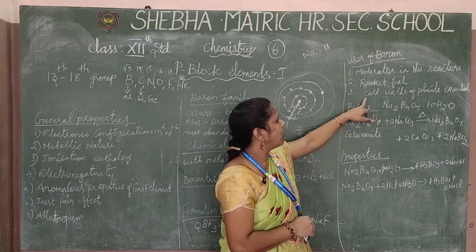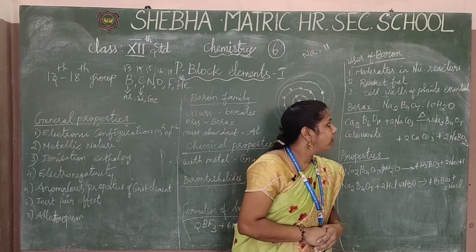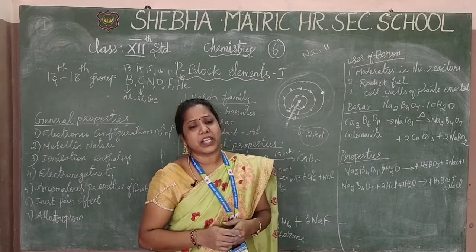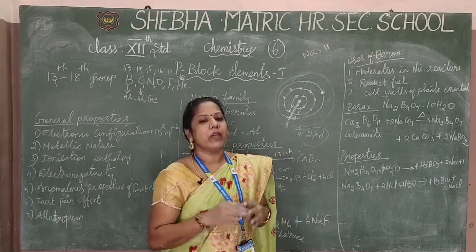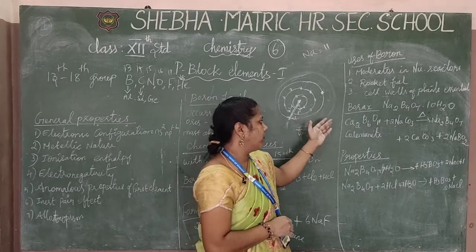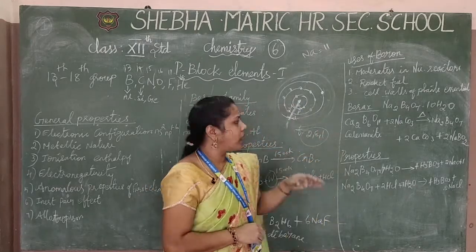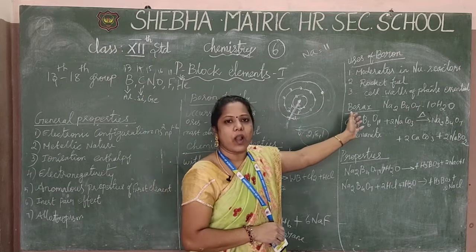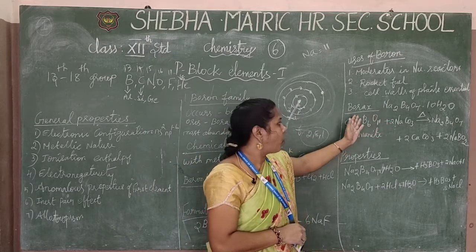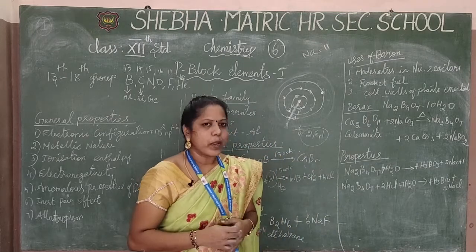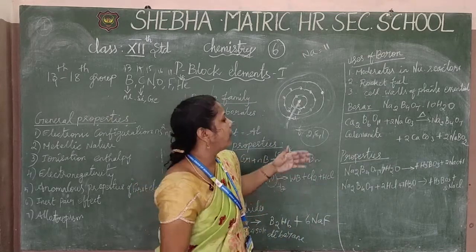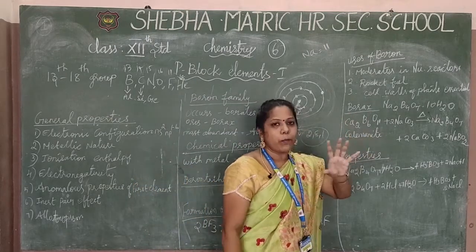And the third use is in the cell walls of plants. It is very essential for the cell walls of plants, and that is also a very useful role of boron. And then go for the boron ores. One of the important ores is borax. How to prepare this borax? I will also explain the chemical equations to get the borax.